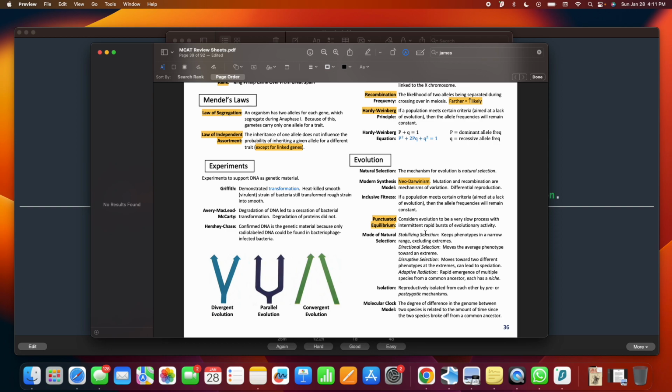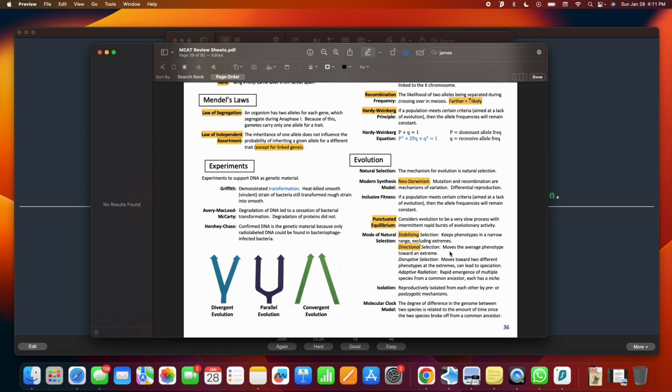Then we have modes of natural selection. We have stabilizing selection, which keeps phenotypes in a narrow range, excluding extremes. Then we have directional selection, which is moving the average phenotype toward an extreme. Then we have disruptive.